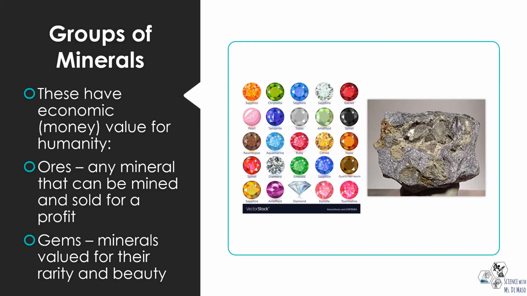The last thing I want to mention is two groups of minerals that you may have heard of before. These two are known because they give us monetary or economic value. They're worth something to us. The first one is ores. This is where we tend to find a lot of our metals. We find ores, or mixtures of the metal with other minerals, and we can then extract that metal from the ore and sell it. Another one is gemstones. These have value because one, they're incredibly rare, and two, they're incredibly pretty.